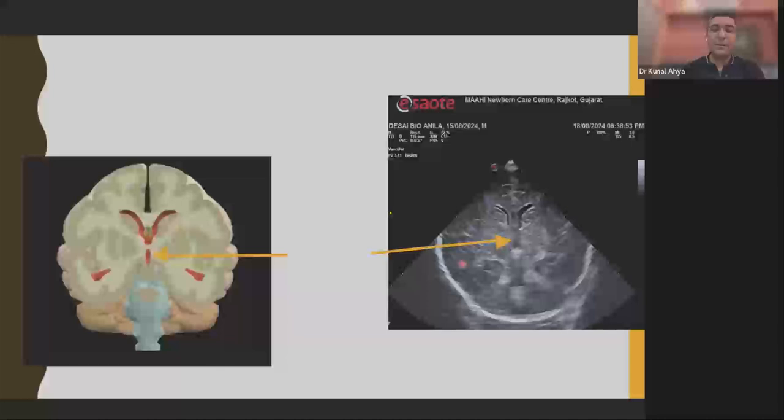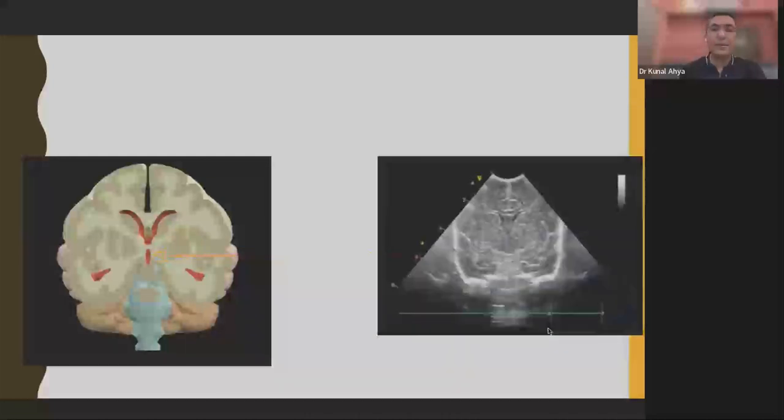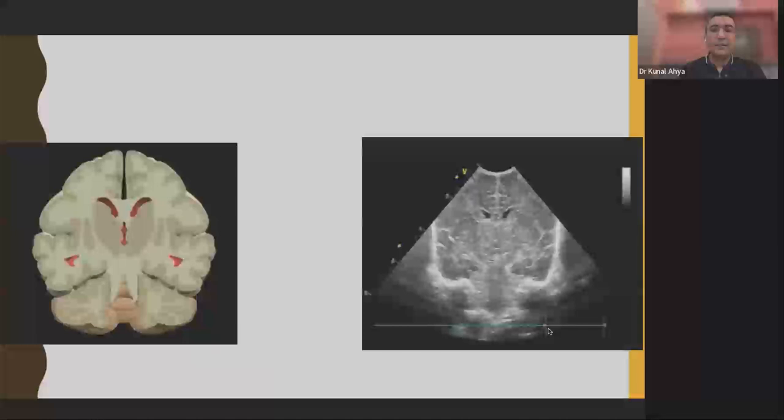And what is this structure below the central part? Yes, Dr. Naudeep, Dr. Ashadur have mentioned. Yes, Dr. Ashadur, it is the third ventricle. Very good. Now, what is this view, where our beam is passing through?